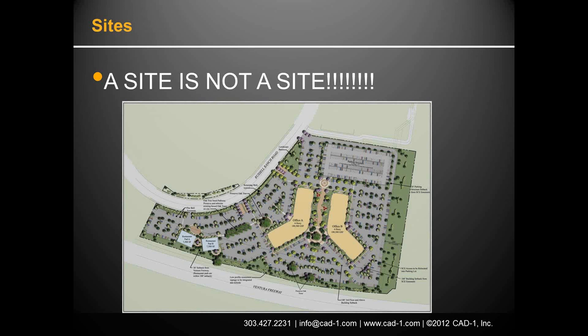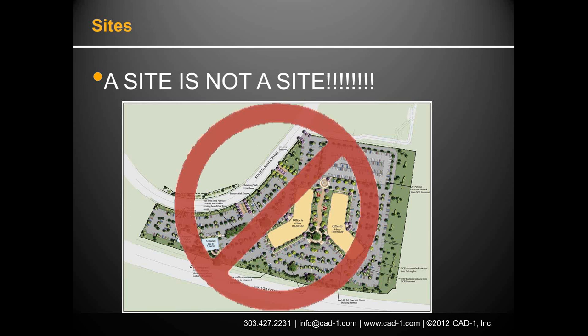So when we think, as engineers, about sites, we think location. Where is the project? In Civil 3D, a site has absolutely nothing to do with location. This is not a site in Civil 3D. So what on earth is a site in Civil 3D? Well, technically, a site is a topology. Ooh, there's a good word for you. A topology. What on earth is a topology?